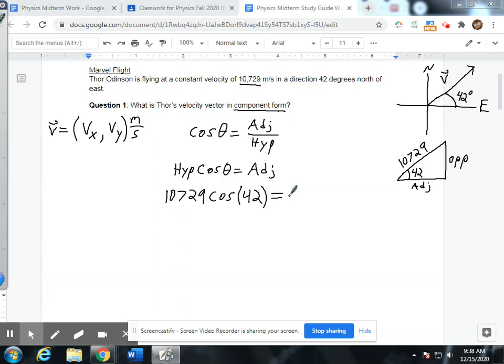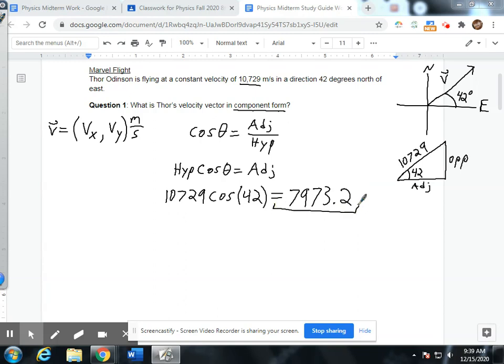in my head. But before you do that, make sure to click the mode button and verify that your calculator is in degree mode. Make sure degree is highlighted, otherwise you're going to get a crazy answer. If it's in the right mode and you click all the right buttons, you should end up with 7,973, and we'll round that to 2. So that's one component we need.